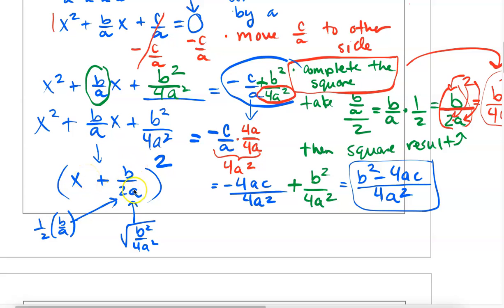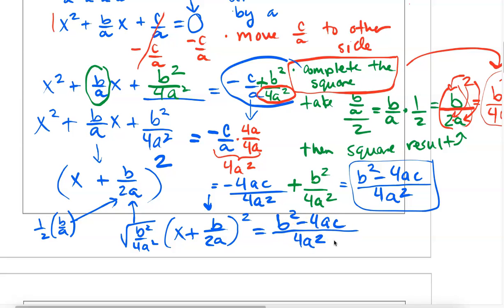And that's because b over 2a plus b over 2a would become b over a. And b over 2a times b over 2a would become b squared over 4a squared. So that's the factor. And it's equal to this. So I'm going to write all of that down here. So I have x plus b over 2a, squared, is equal to b squared minus 4ac all over 4a squared. It is now set up so that I can go ahead and square root both sides. So after I complete the square, I can then square root both sides.